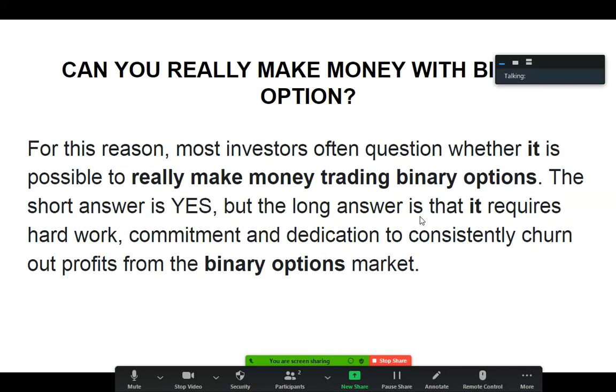So I was talking about, can you really make money with binary options? This is the question that most of us usually ask. Is it possible to make money with binary option? It is possible. For this reason, most investors often question whether it is possible to really make money trading binary option. The short answer is yes, but the long answer is that it requires hard work, commitment, and dedication to consistently learn how to profit from the binary option market.